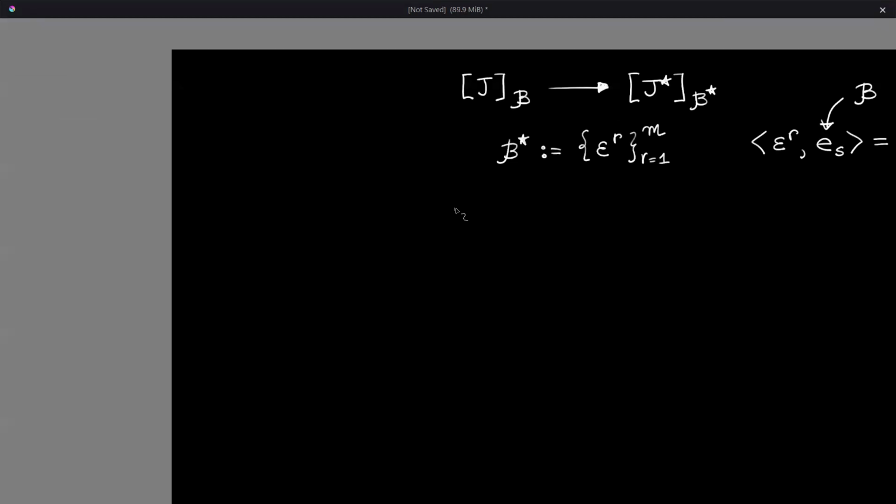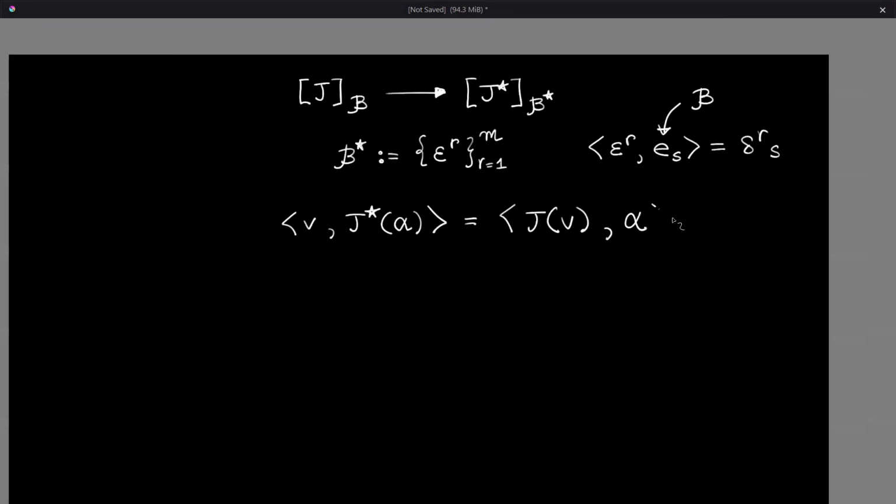So let's start with the definition. J star is defined by J star acting on alpha, paired with v, is equal to J acting on v, paired with alpha. That's how we used our previous definitions in order to leverage this definition.